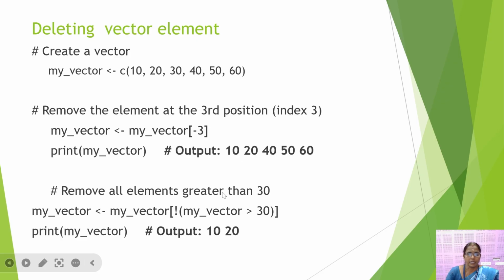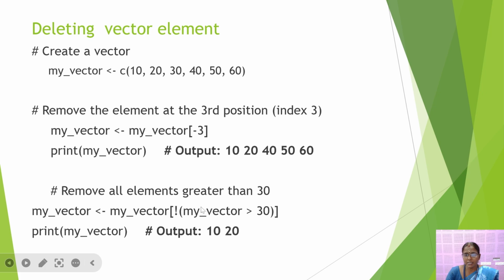Okay. Suppose you want to remove elements with some condition, you have to give the condition, whatever it may be. Here I will give remove all elements greater than 30. In this example, my vector has 6 elements. The elements greater than 30 are 40, 50 and 60.